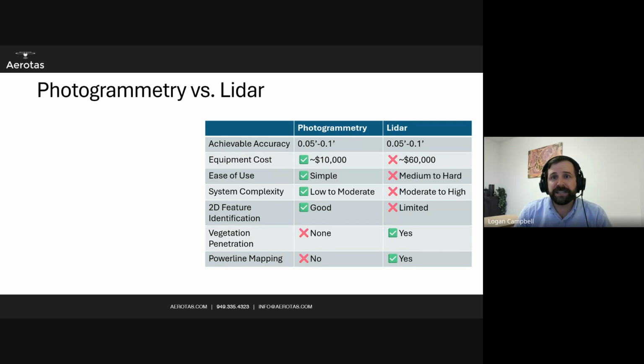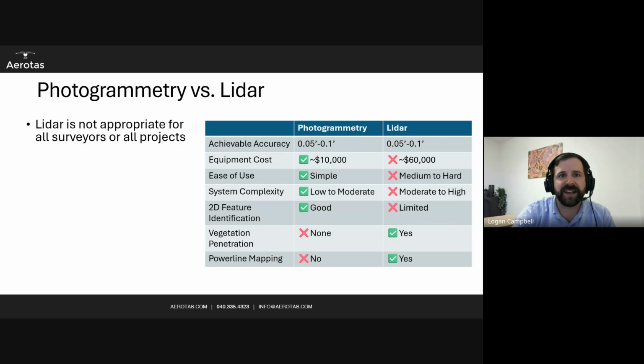Where LiDAR really, really shines is number one, vegetation penetration, actually creating good ground and topo surfaces in vegetated areas, as well as power line mapping, which basically requires LiDAR. Photogrammetry cannot successfully or reliably do power line mapping or any towers or assets like that.